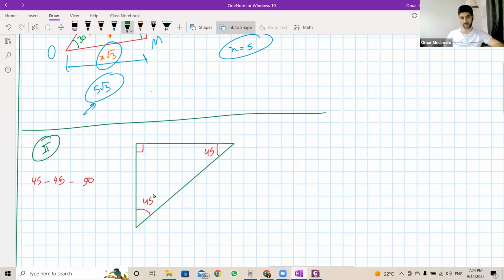Basically, you say this. The opposite side of 45 is going to be x. The opposite side of the other 45 is going to be the same, x. The opposite side of the 90 is going to be x root 2. Memorize it, please. Okay, don't forget it. The opposite sides of 45 are x and x, and x root 2.